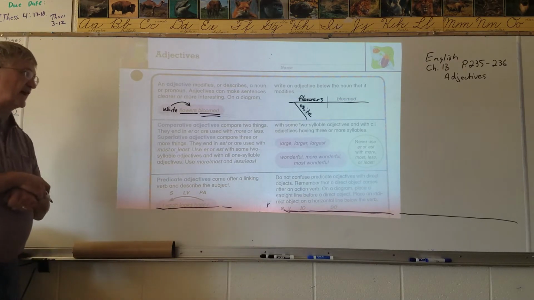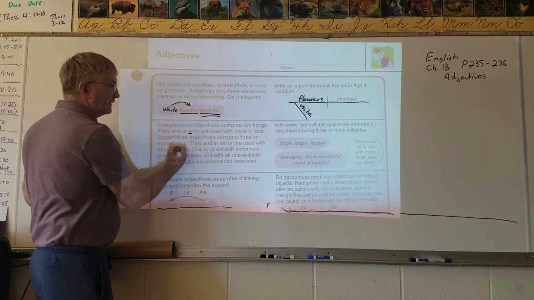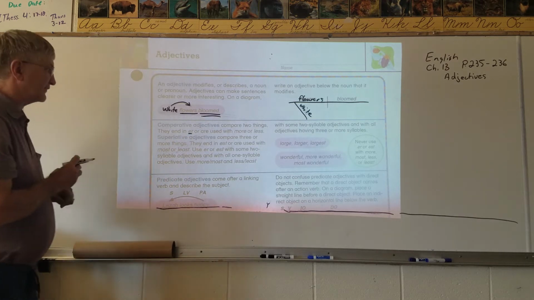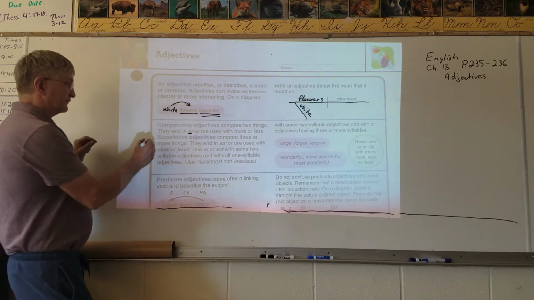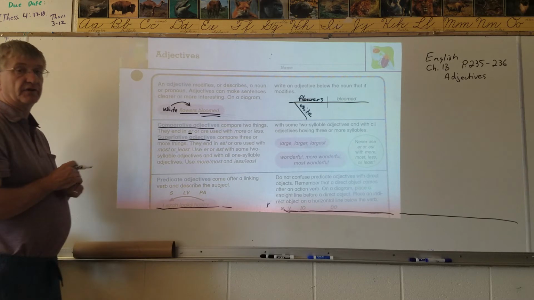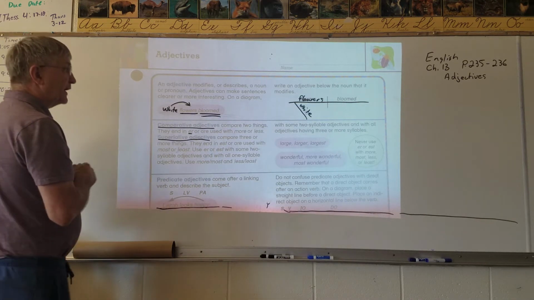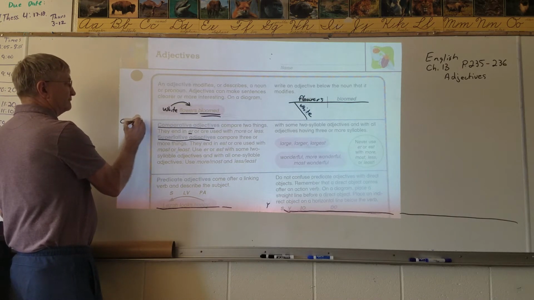We have comparative adjectives. They compare two things. They end in ER or are used with more or less. Superlative adjectives compare three or more things. So we have two different types. We have a comparative, and you're going to want this for your reference as you're going through. A comparative means you're comparing, hence the term comparative. So this is comparing.